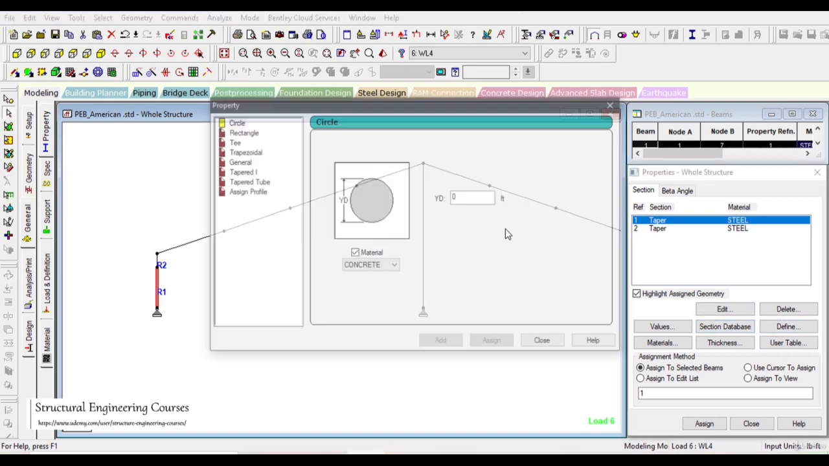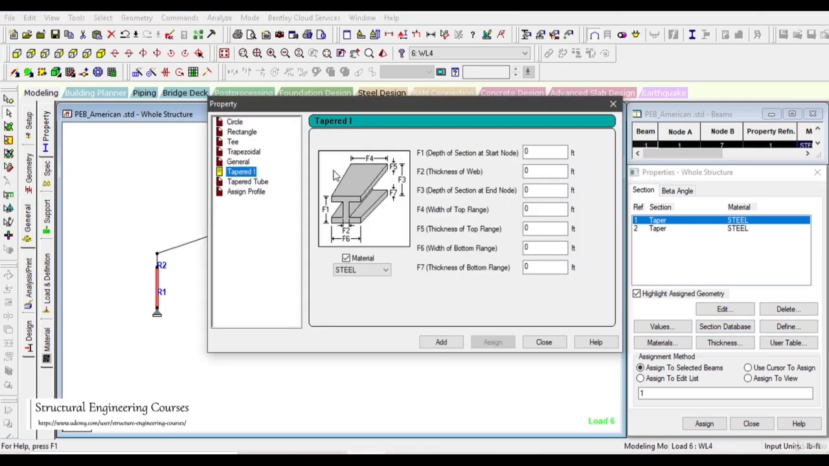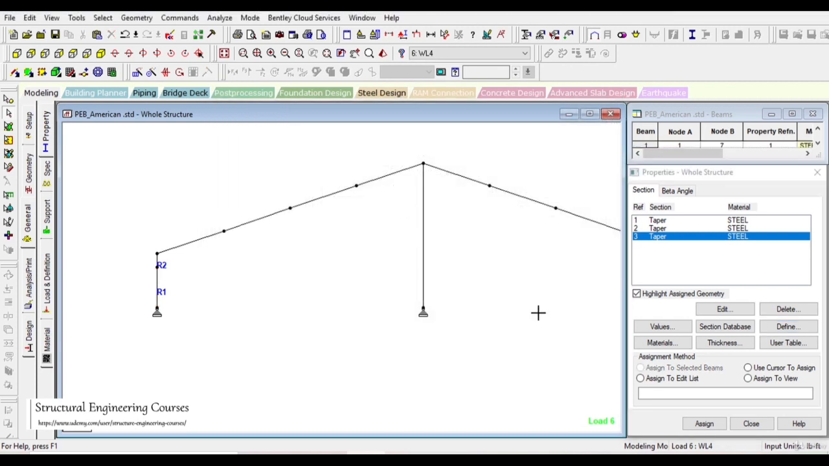So we can go to this define option, tapered I, depth of section start node 1.25, 1.5 to 1.5, 0.04, 0.06, 0.8 foot, left click on add here.